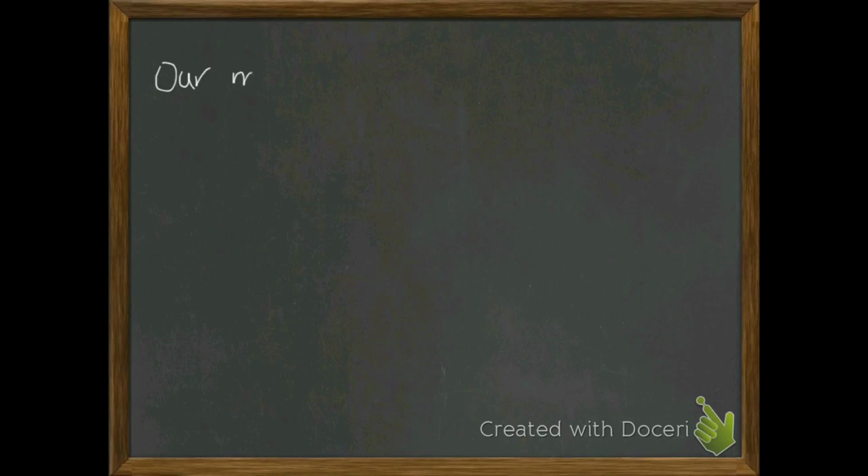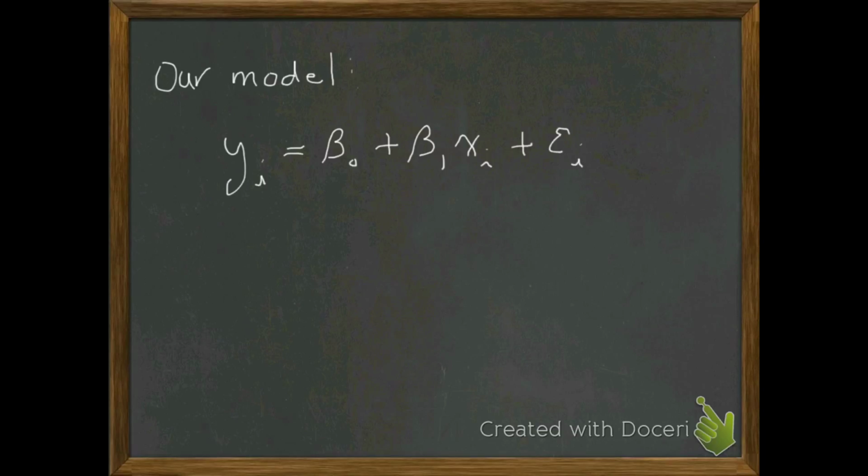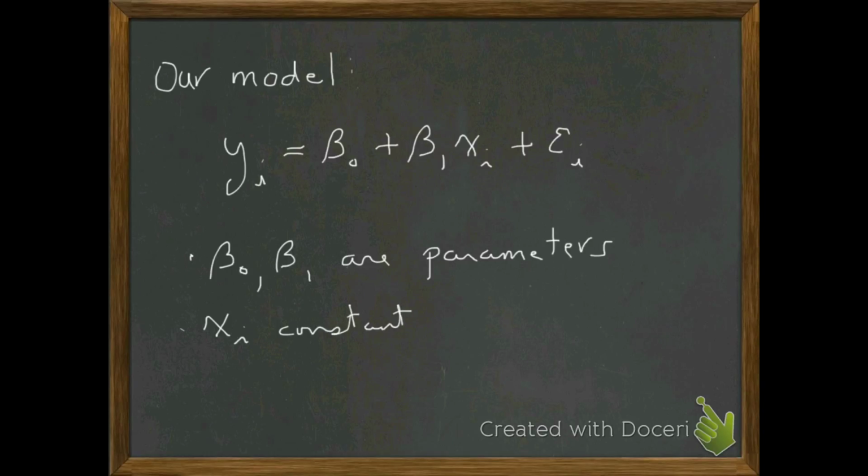is our model, as we know very well now, plus our error term. And guys, hope by now we know that beta 0 and beta 1 are parameters. X sub i is the constant. And of course, e sub i's are our errors.